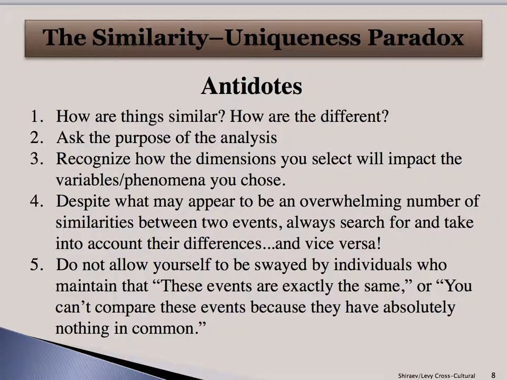Okay, so the book also offers some antidotes when dealing with the similarity-uniqueness paradox. The first is when comparing and contrasting any two phenomena, you want to ask yourself, in what ways are they similar and in what ways are they different? And then before beginning your evaluation, you also want to ask yourself, what is actually the purpose of this analysis? And in asking this question, it will help you choose the most appropriate and relevant dimensions and sorting of the variables. So you want to carefully and judiciously select the dimensions on which you will evaluate various phenomena, recognizing that the dimensions you select will ultimately determine the degree of similarity or uniqueness displayed between the two phenomena.